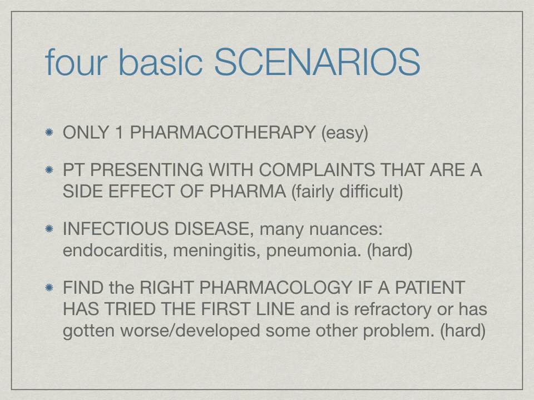The third is the patient has a severe infectious disease like endocarditis, meningitis, and pneumonia, and there are many nuances. There are many non-pharmacologic invasive things that you need to do first, and there are also nuances like age and immunocompromised status. The fourth is finding the right pharmacology if someone has tried the first line and is refractory or has gotten worse and has developed some other problem, and that's also fairly hard.